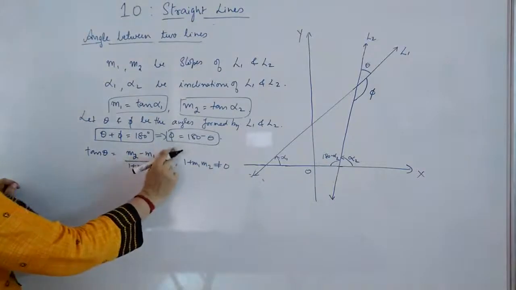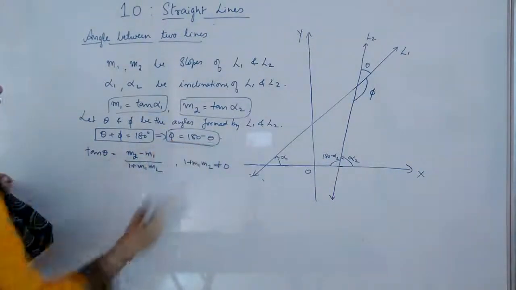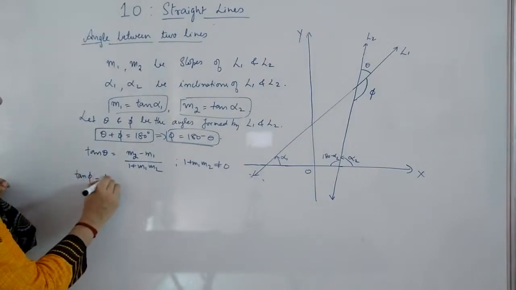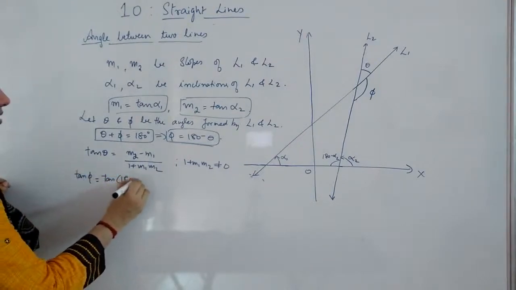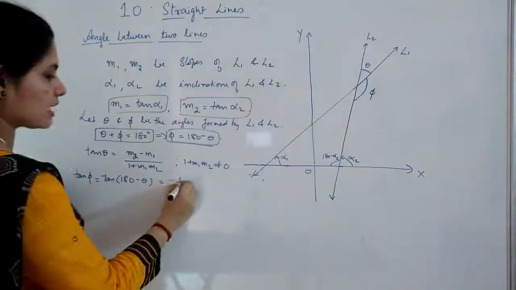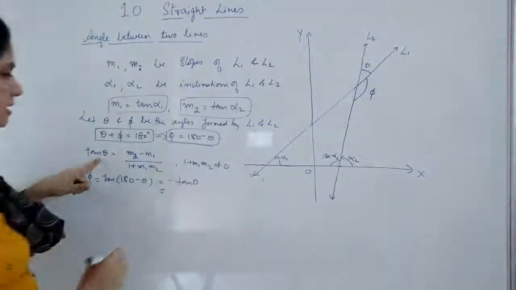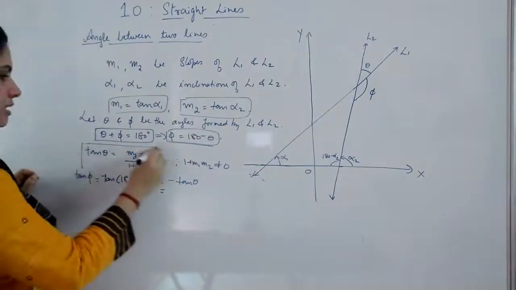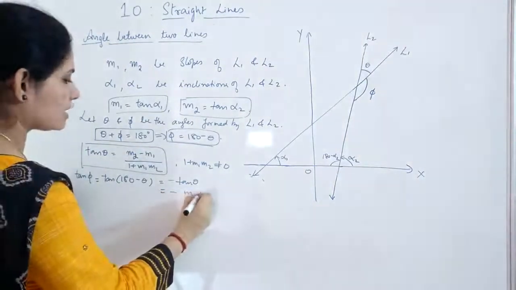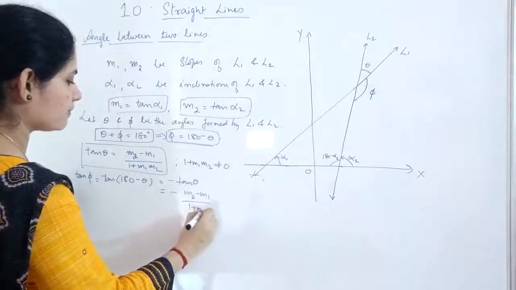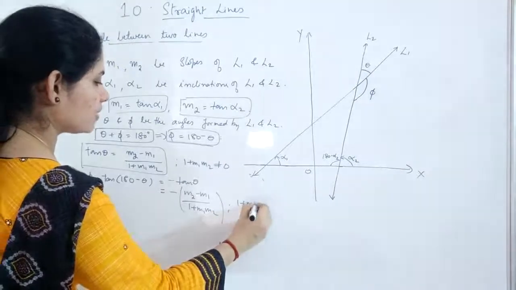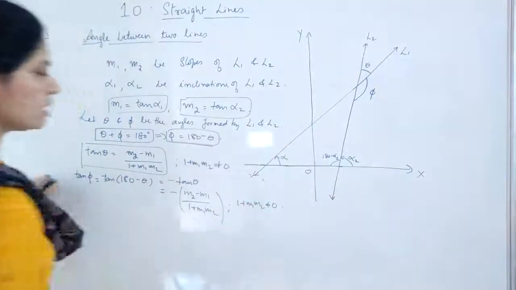Now in order to find phi, since we know that phi is equal to 180 minus theta, we have tan phi is equal to tan of 180 minus theta. And what is tan of 180 minus theta? You will get minus tan theta. And for tan theta, we have got the value that we are replacing here, so that we will get tan phi as minus of m2 minus m1 by 1 plus m1 m2. Again, the condition is the same: 1 plus m1 m2 should not be equal to 0.